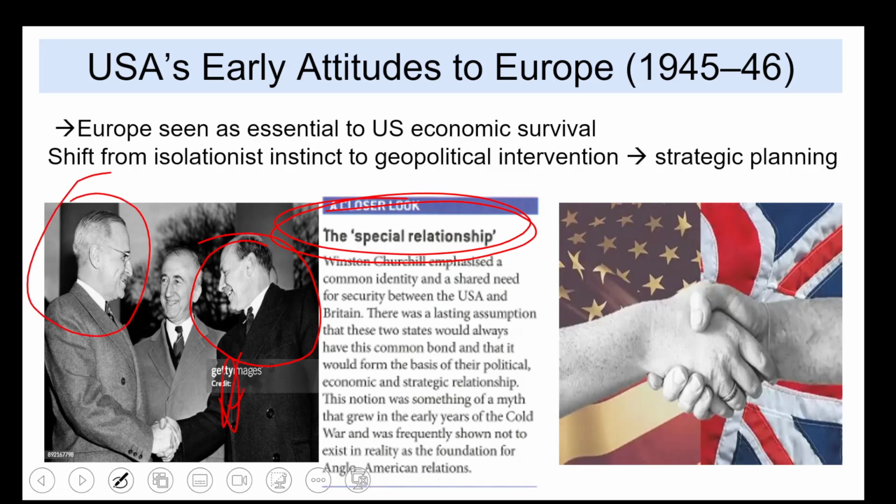And you can see Clement Attlee here, and you can see Truman here. This special relationship flourishing under them. But of course, it was strong before between Churchill and FDR. And the reason why Britain is seen as special by the Americans, several reasons.